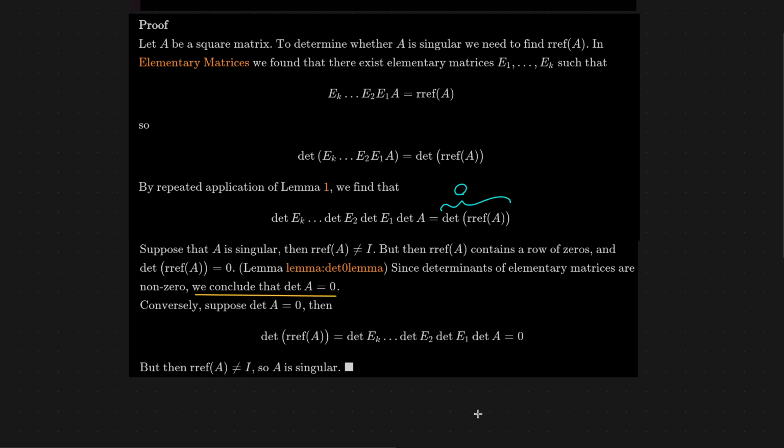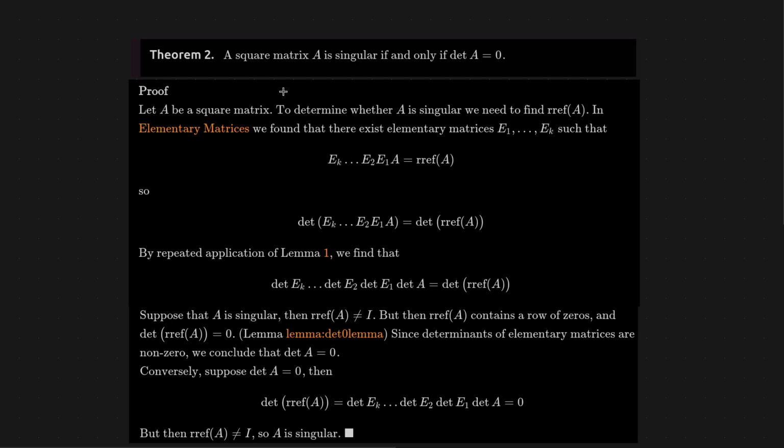Okay, now we've only proven one half of the proof here because it's an if and only if. Okay, so we have proven if the matrix is singular, then the determinant is 0. Now we have to go the other way around. If the determinant is 0, we need to show that matrix A is a singular matrix. Okay, so suppose the determinant of A is 0.